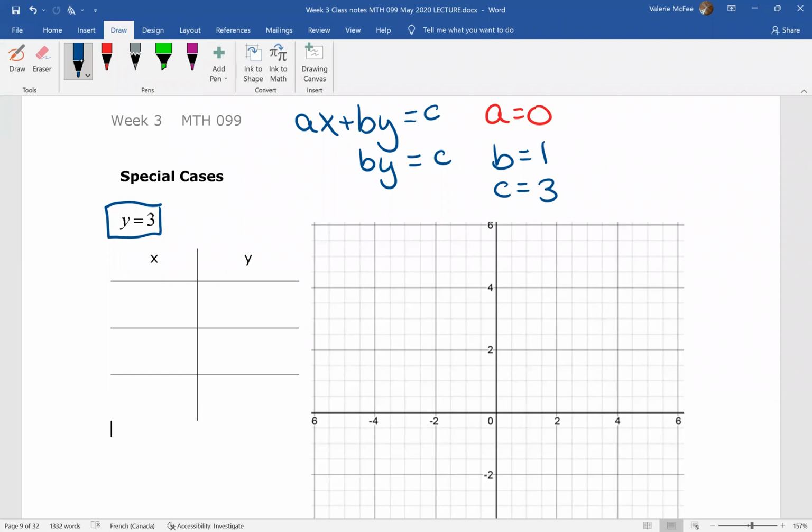This is also important because it tells me that Y equals 3. There's nothing else I can put in there. Y is always 3. X can be any real number.